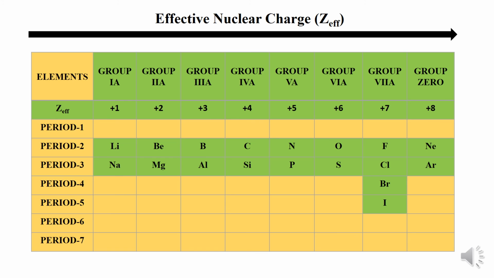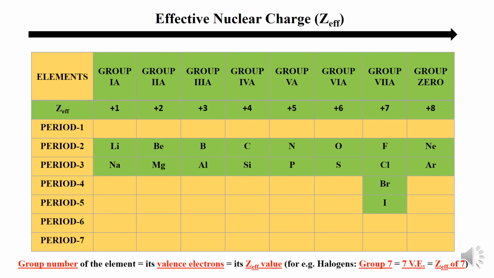And halogens are group 7 elements with Z effective value of +7. So there is a strong correlation between the group number of the element to its valence electrons and the Z effective value. For example, let us consider the case of halogens. So if I say halogens belong to group 7, so how will you find its valence electron and its Z effective value? It will be one and the same, because what is given to you is the group to which it belongs, the halogens.